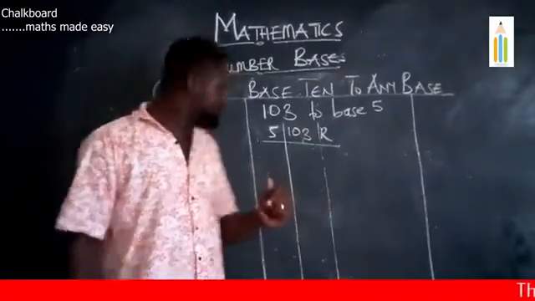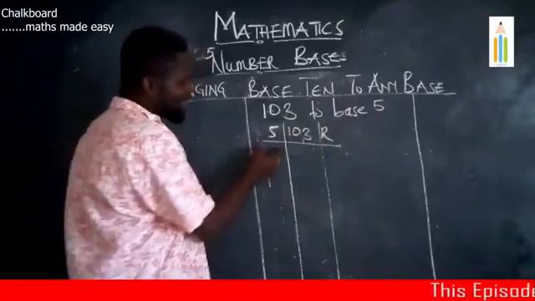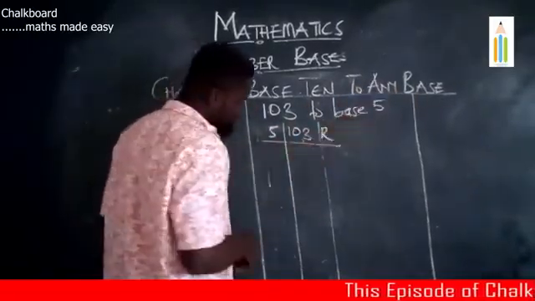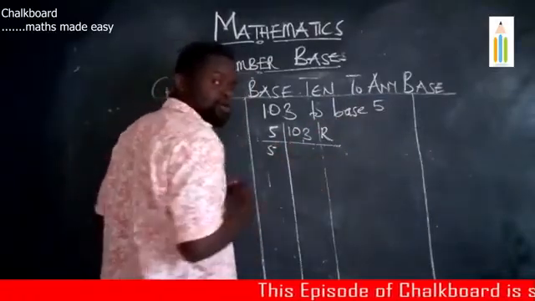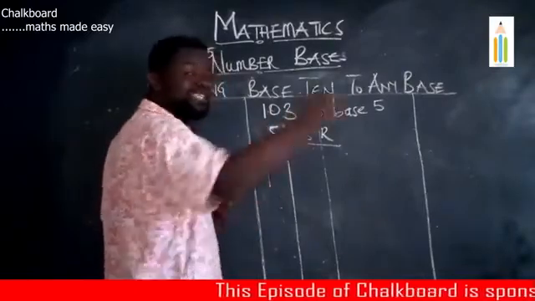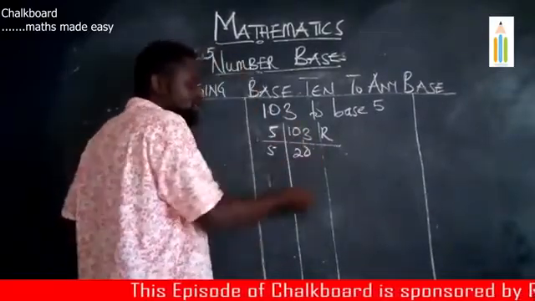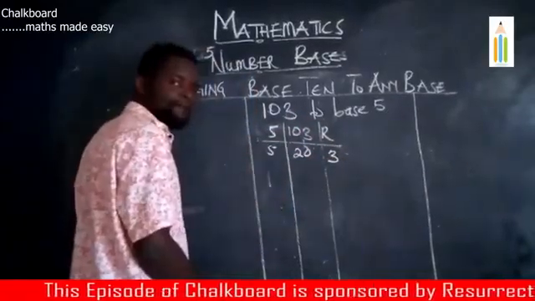Now, our last example here, we are looking at 103 to base 5. So we have our 5, we have our 103, and we have our remainder. The arrow means remainder, so we have our remainder. So 5 times what gives us 103 or closer to 103? We know clearly that 5 times 20 gives us 100. So 100 plus what gives you 103? That's the remainder, 3. That will come here.